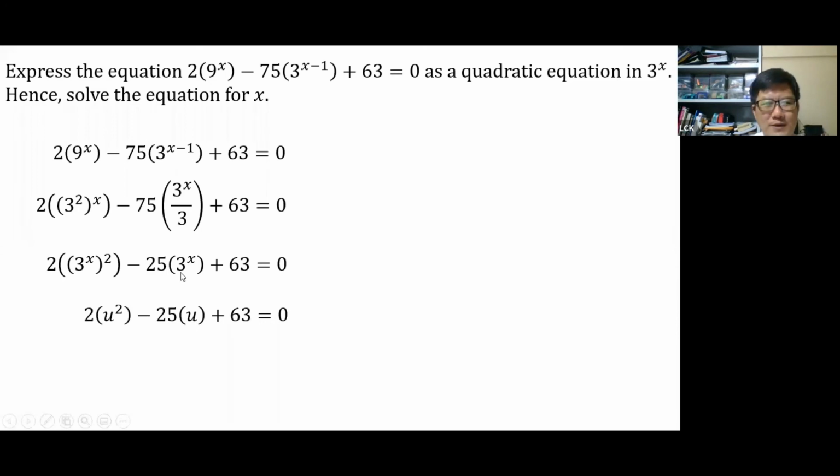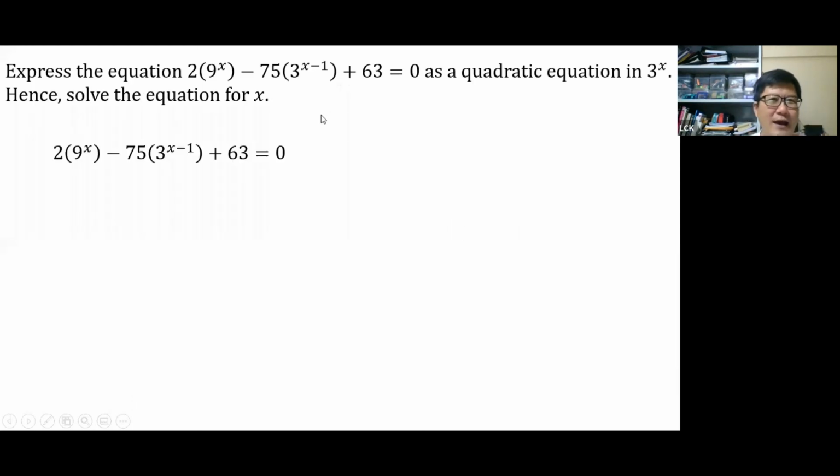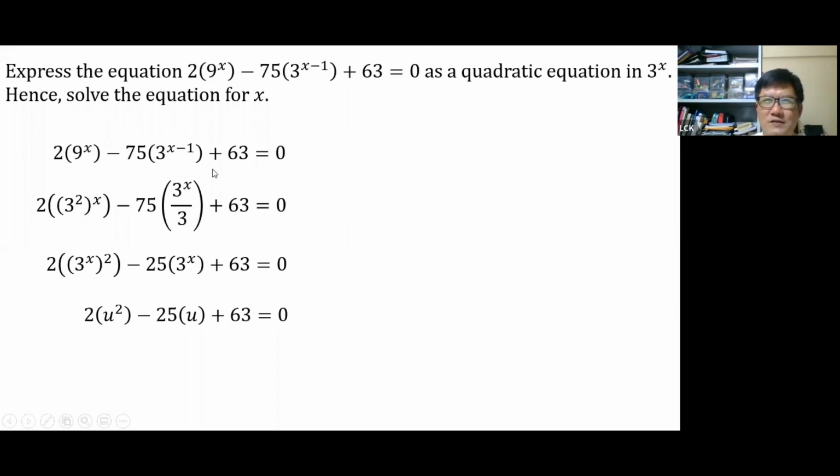And now what we can do, taking a leaf from this question here, where it says u equals 5 to the power of x, I'm copying this. I'm learning from this question. I'm going to say u is 3 to the power of x. So instead of 3 to the power of x, I'm just going to put a u here.